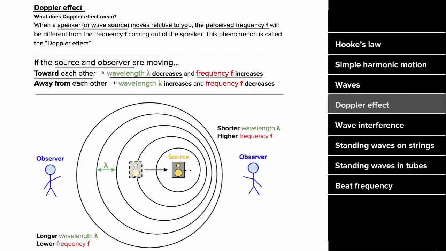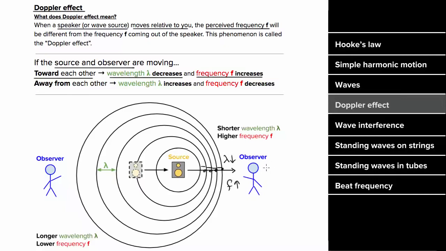This happens since if the source is heading toward you, as that speaker emits wave pulses, the speaker moves toward the wave pulse it just emitted, and on this leading edge, the crests of the wave will be closer together. Since they're closer together, the wavelength is smaller, and the rate at which these crests are going to hit the observer is going to be higher.